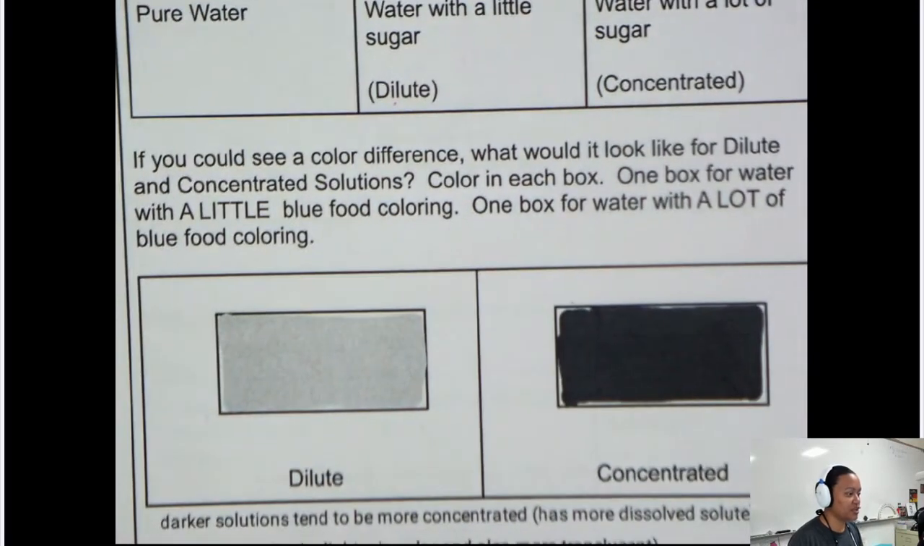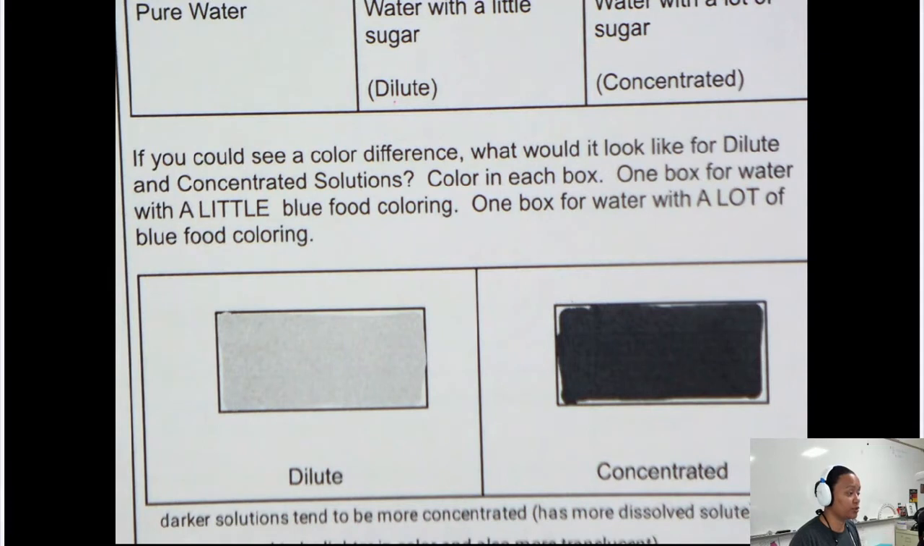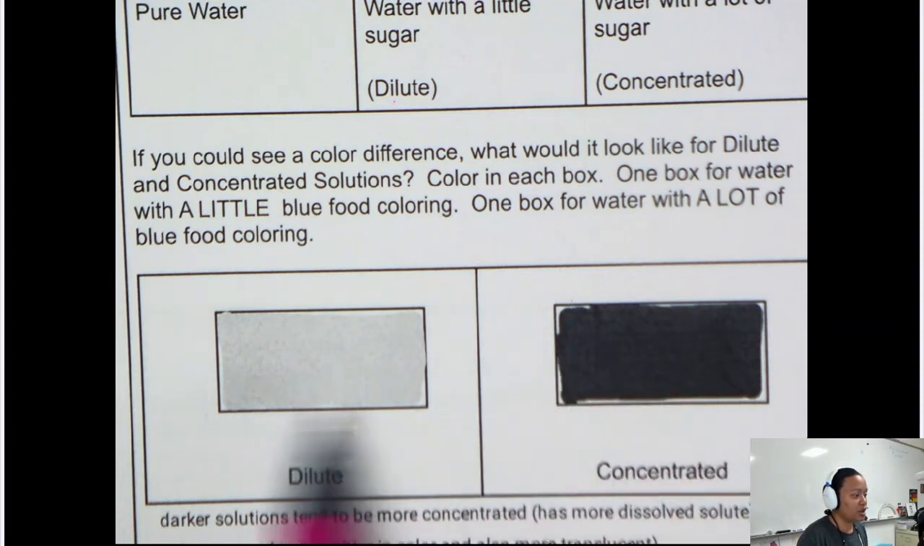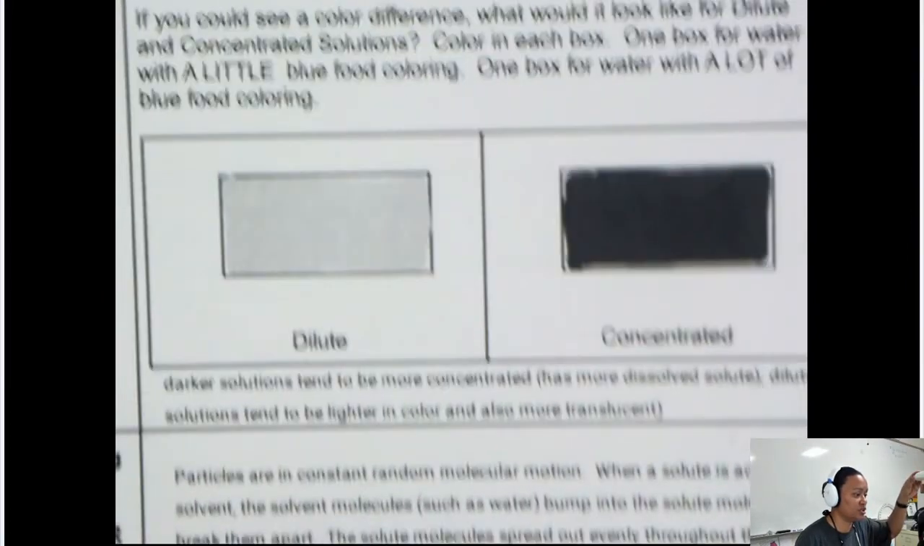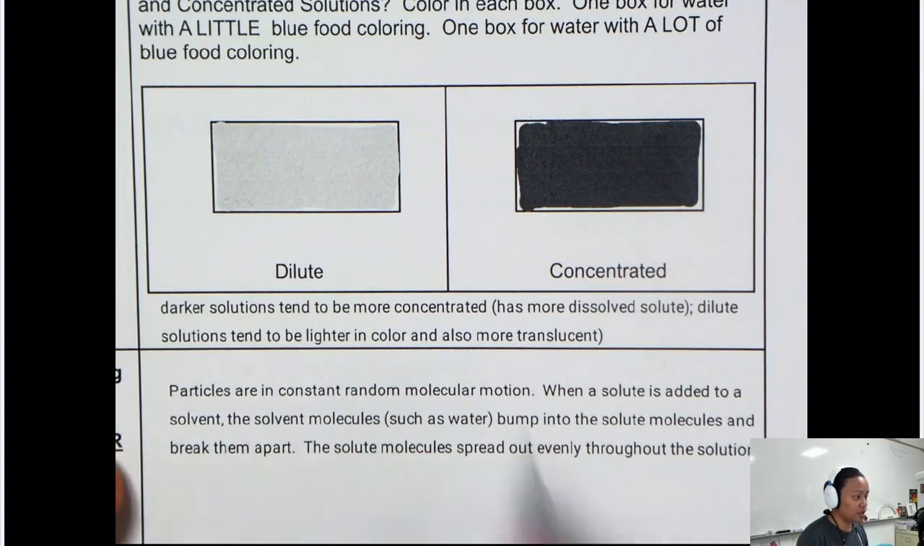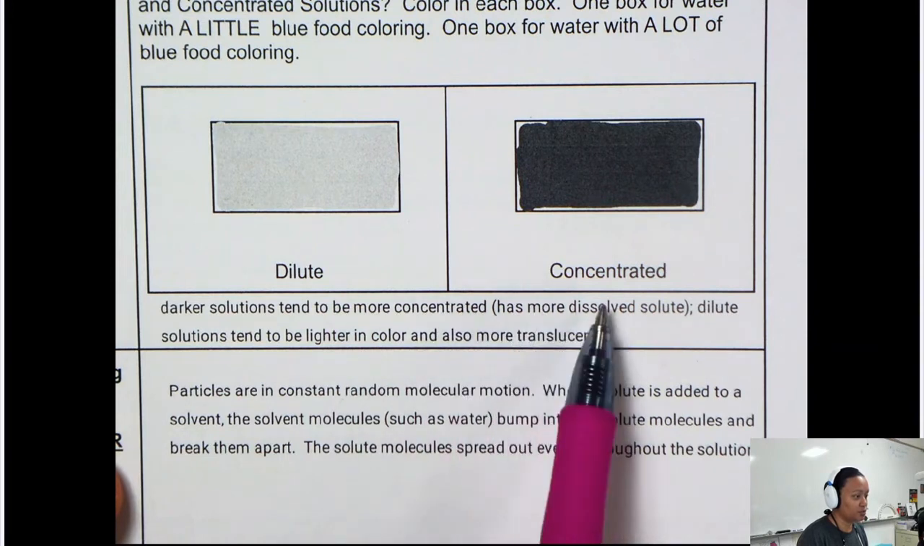So to represent this using the picture or the box below, what we did in class was in Cami, go to your drawing tool and use blue ink. We used a darker blue for concentrated, colored that box in with darker blue, and then chose a lighter color of blue to represent the dilute solution. And then on the bottom, we wrote, so take note, darker solutions tend to be more concentrated. They have more dissolved solute.